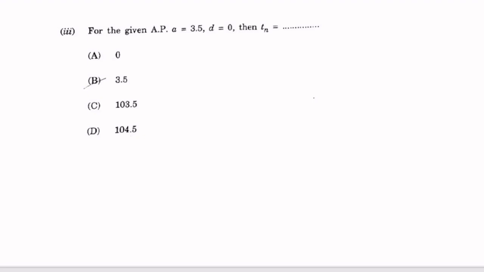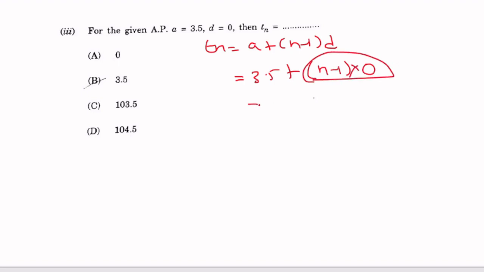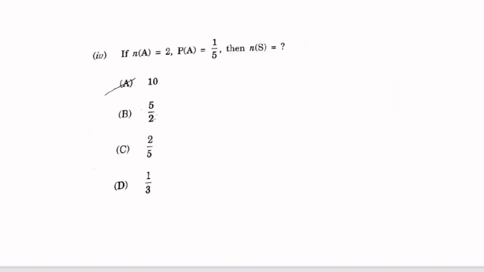For the given AP, this is not solved earlier because we have not done this particular chapter. For the given AP, a is equal to 3.5, d is equal to 0, then you have to find tn. So the tn formula is a plus (n minus 1) d. Here a is already given, 3.5, n is not given, and d is given as 0. It's okay that n is not given, because the moment you multiply 0 with any number, this entire thing will be 0. So 3.5 plus 0 is equal to 3.5. Your answer is 3.5. Perfect. Let's move to the next question.